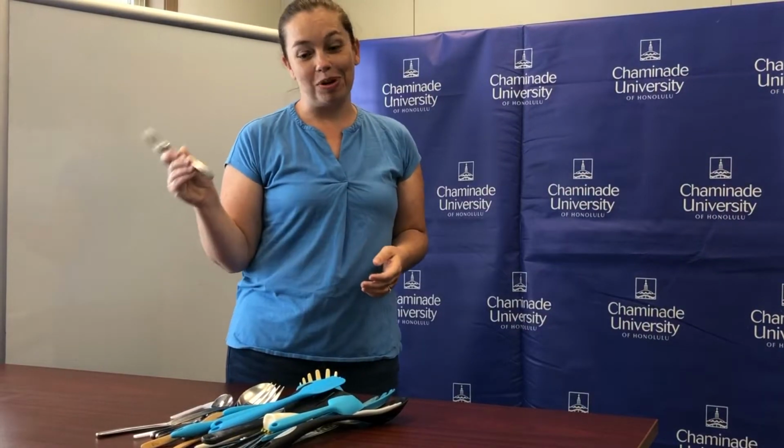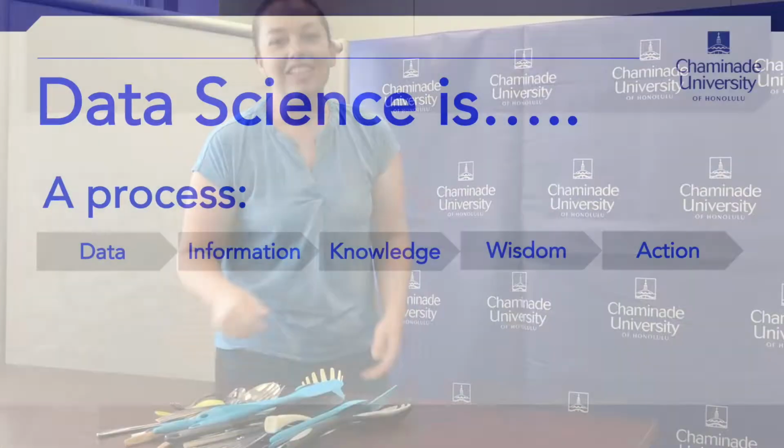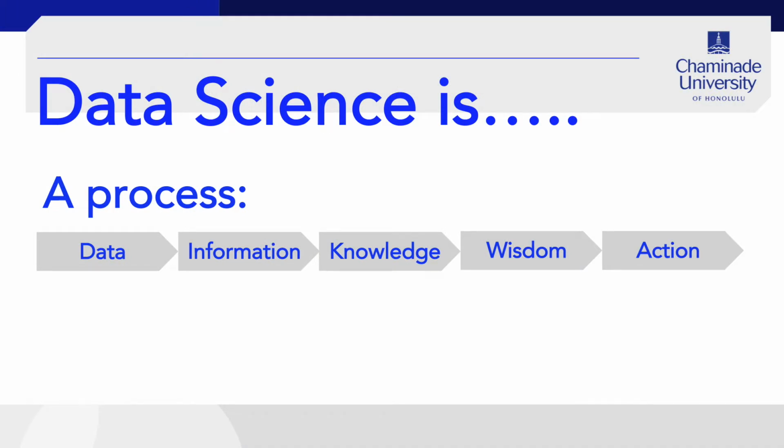One of the most common examples that I'm going to use today is sorting silverware. So it's pretty easy. You put your forks with your forks, your spoons with your spoons. But what happens when you come across something like this? It's both a fork and a spoon. Where do I put it? So that's where data science can come in. And I'm going to show you how we do that both with data and in our head.